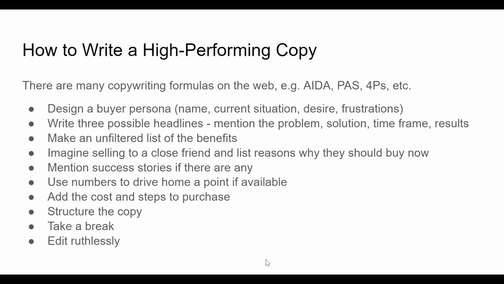So if there are numbers that you can add, add them, but do not lie if you don't have numbers. Then add the cost and the steps for purchasing or the steps for performing that action that you want them to perform. After that, you already have everything you need for your copy, right? So the next thing is to structure your copy. That's to write the story.